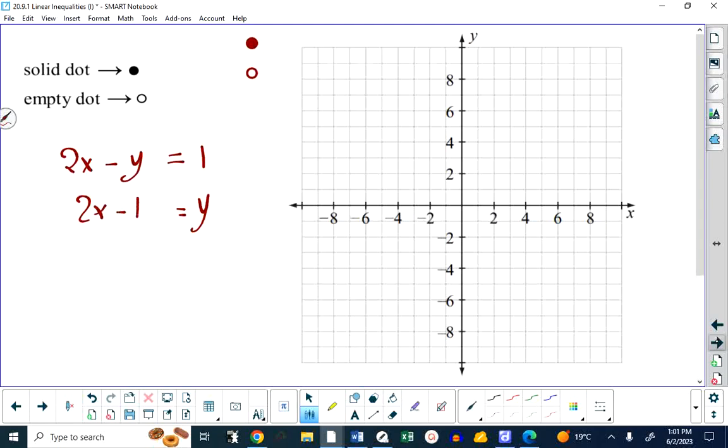We don't need to use a table of values. We know that the line is going to pass through, and don't draw anything just yet, -1 on the y-axis, and it's going to have a slope of 2, because there's a 2 in front of the x. So from this point, I'm going to go 1 to the right and 2 up. It's going to pass through here and here and here. You're going to draw a line there, but not a solid line. You're going to draw a dashed line. So this is what we need to draw.